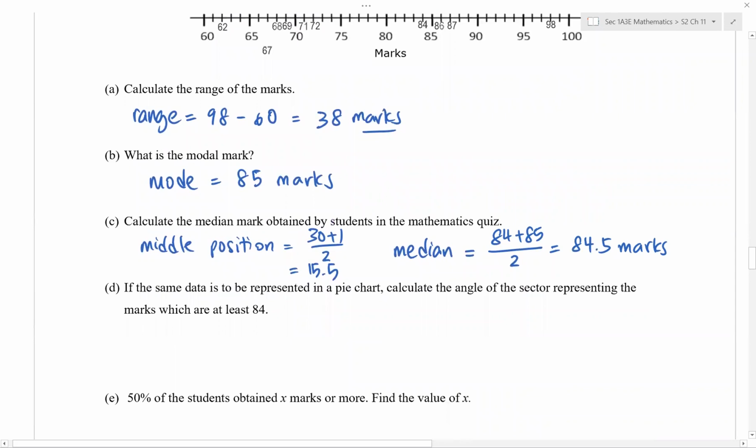Now the same data is represented in a pie chart. So in a pie chart, total angle 360 degrees. Now they want at least 84. So we are going to include 84. Okay, so this is just a point to note.